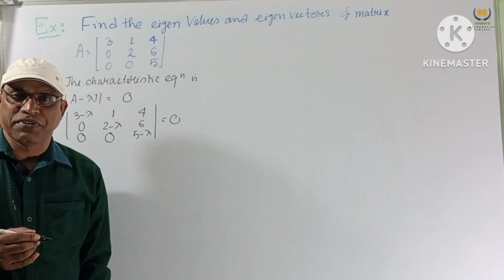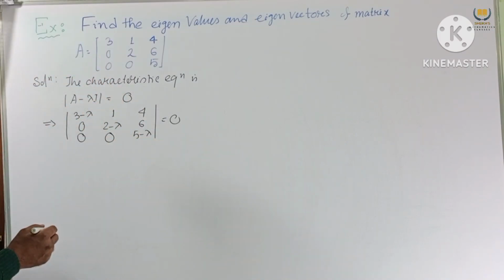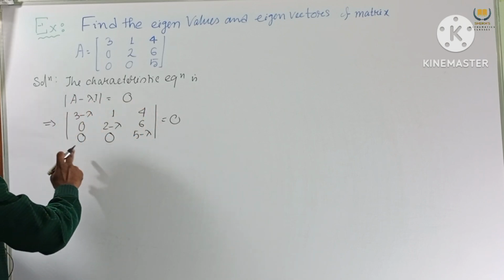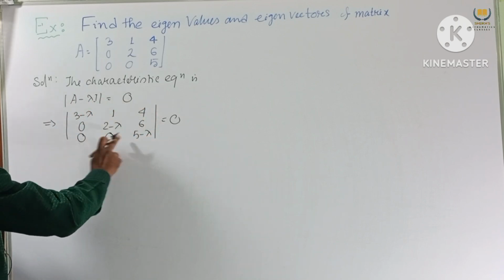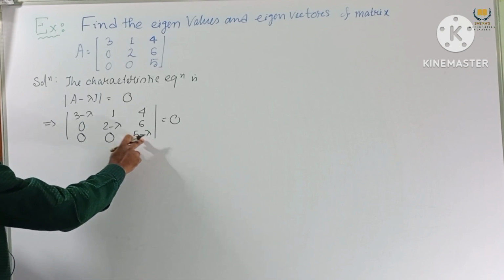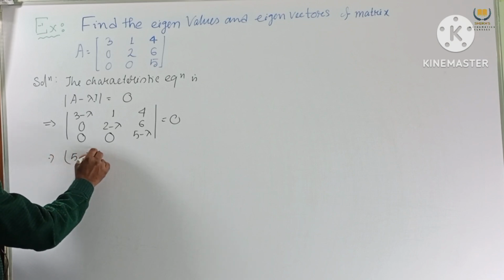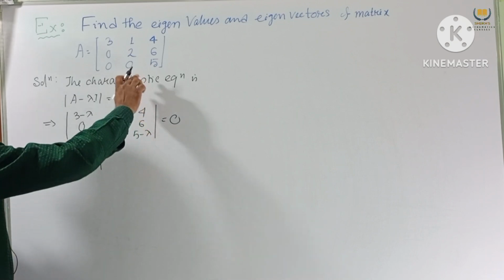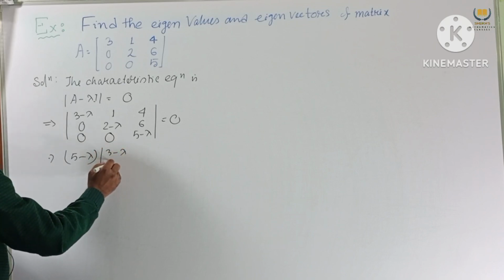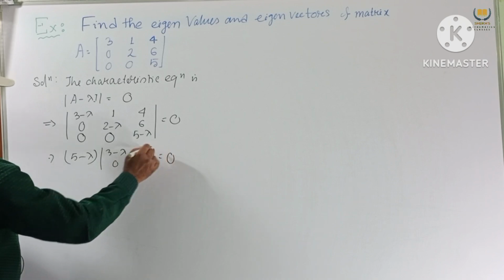It was given in the first video why we subtract this. So now we expand this. If we expand along the first column, the two entries below are 0. We take 5 minus lambda, and the remaining row and column are cancelled. We get the determinant of [3 minus lambda, 1; 0, 2 minus lambda] equal to 0.